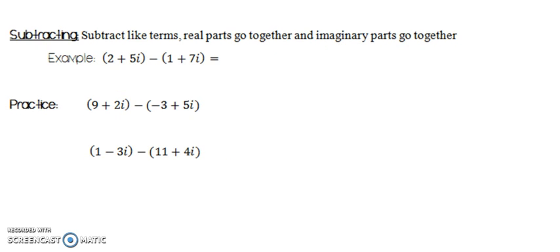Subtracting is very similar. The one thing that you do have to make sure of is that you distribute that negative to change the sign. So this is going to be -1 minus 7i. And then I can add my 2 plus 5i onto that. So my final answer to this one, 2 minus 1 gives me 1 for my real part. 5i minus 7i gives me -2i.